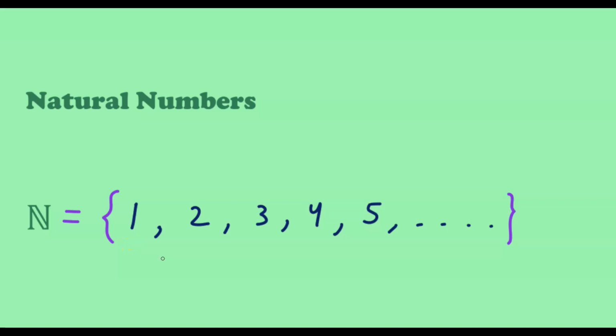We also call the set of natural numbers the set of counting numbers because we use these numbers to count. For example, I might say that I have 1 apple, or that there are 2 cats in the room, or that I have 3 oranges, or that there are 4 pens, or that I have 5 boxes. So in this way, we can use the natural numbers to count objects that we see in real life. So we call the natural numbers the set of counting numbers.